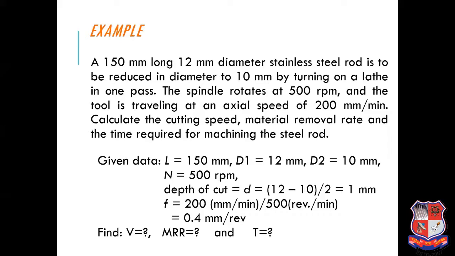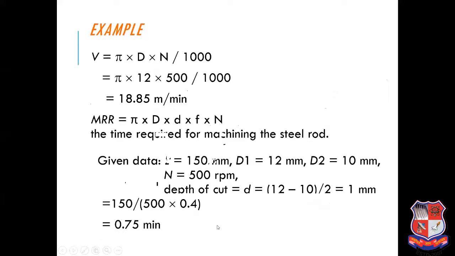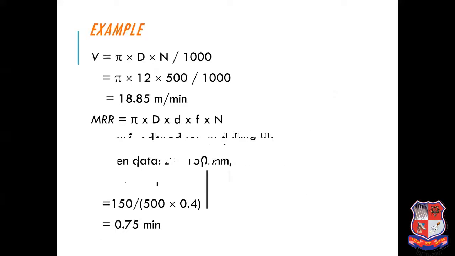So first of all, we will convert the feed into millimeter per revolution. So 200 millimeter per minute is given. You divide by 500. The feed will be 0.4 millimeter per revolution. And for depth of cut, 12 is the D1 minus D2, divided by 2. So we will have a depth of cut small d equal to 1 mm. Now we will find out first V. V is equal to pi D N by 1000. D initial diameter is 12 mm is given. And we will get the cutting speed 18.85 meter per minute.